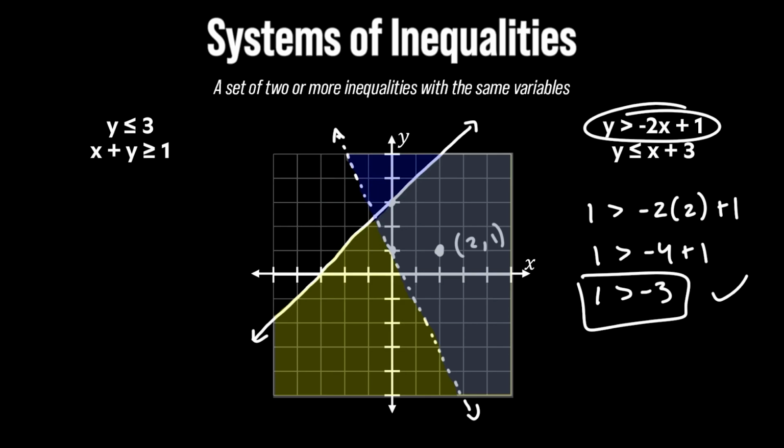Now let's try the second one. We're going to have 1 is less than or equal to 2 plus 3, which is 1 is less than or equal to 5, which is true. So the second linear inequality is also fulfilled. So we know that the point is valid, and the solution is correct.